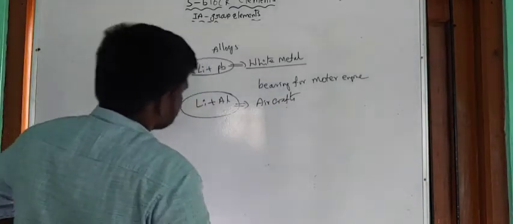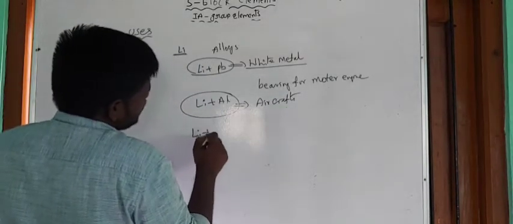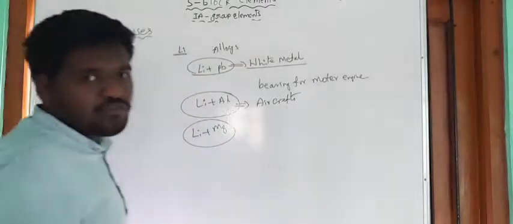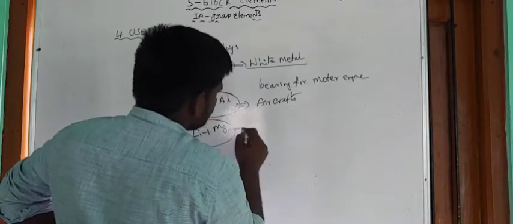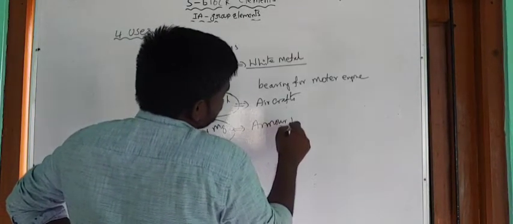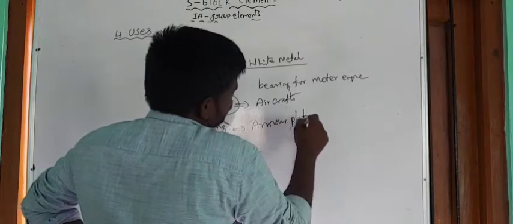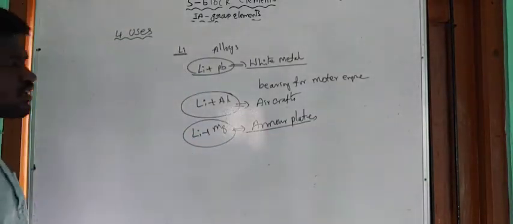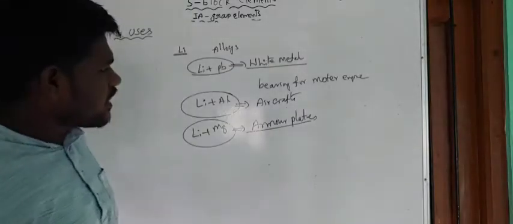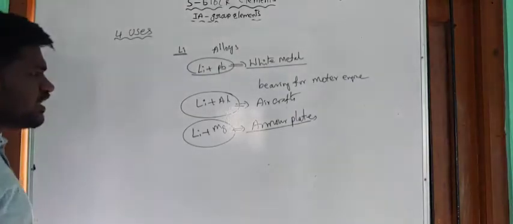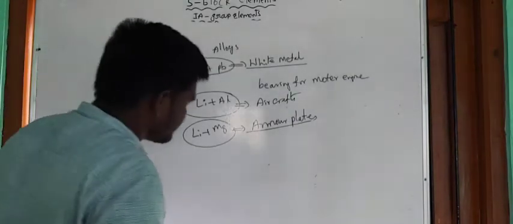And the next one, the alloy of lithium and magnesium is used to make the armor plates. You know, armor plates are used for the soldiers. Soldiers wear the armor plates when they are in the battlefield to protect their bodies.